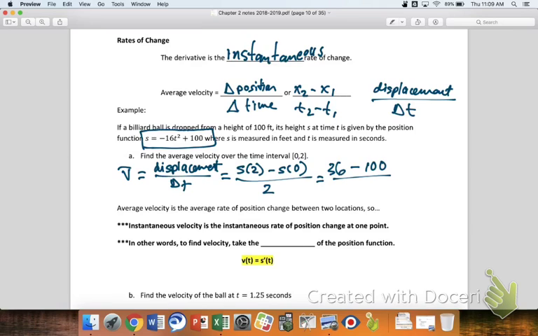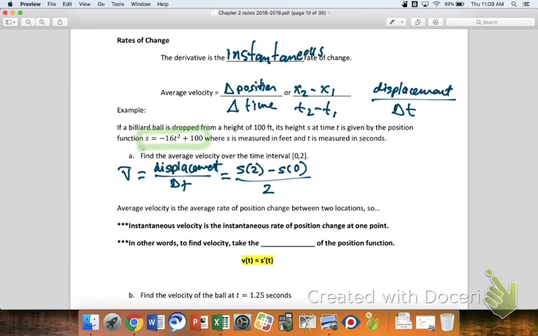So I'm sorry. I apologize. I can tell I'm going too fast. Sorry. So, are you guys okay with that being our s function, our position function?